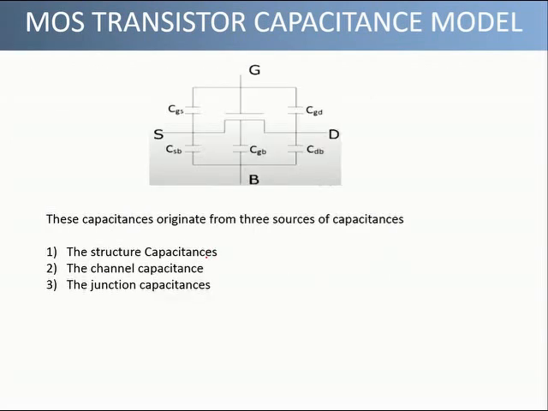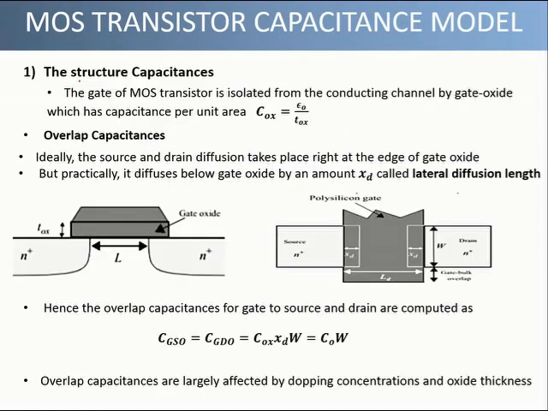In fact, these capacitances are basically due to three further sources of capacitances, that are: number one, the structure capacitance, the channel capacitance and the junction or diffusion capacitance. So let's discuss each of them one by one. The first type is called the structure capacitance, and it is also known as overlap capacitance.